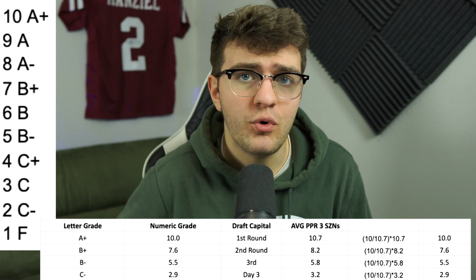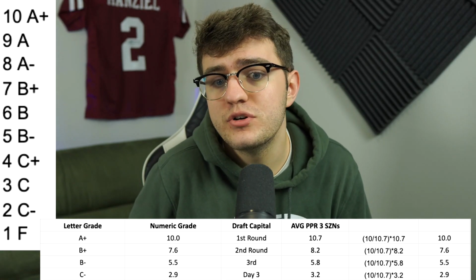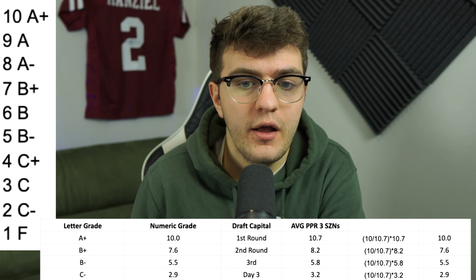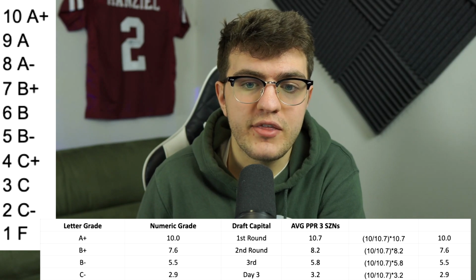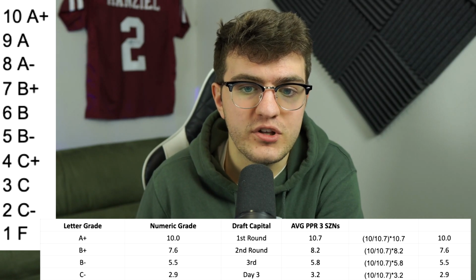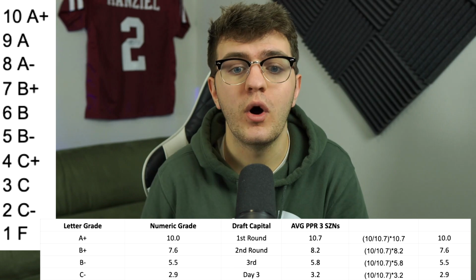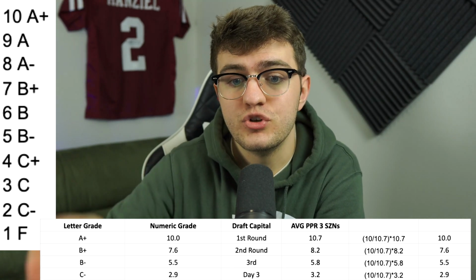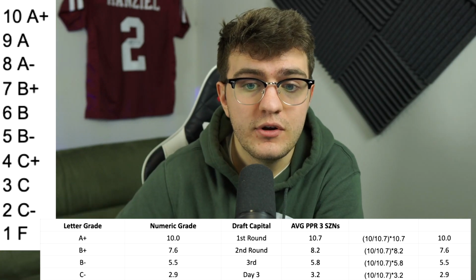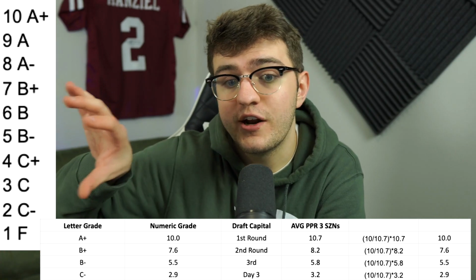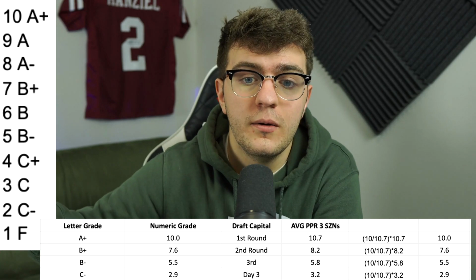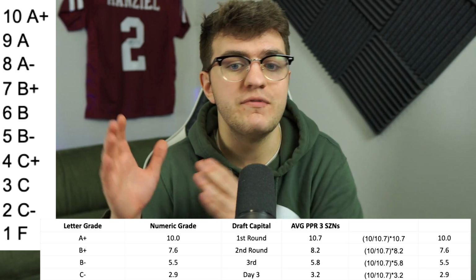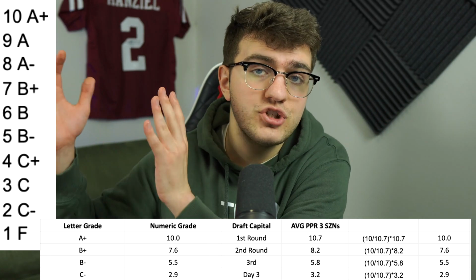And I could have done round 4, round 5, round 6, round 7, but in my research, I found that they were pretty much all the same. The grading process from there gets a little bit more tricky because you can't just plug that into a model. You can't just plug in 10.7 to 3.2 because ideally we want the highest grade to be a 10. So what I had to do was do 10 divided by 10.7 times 10.7. And you'll see that equation to the right of the average PPR 3 seasons column. And what that does is the 10.7s cancel out and that makes it a 10. That is our 10 grade.